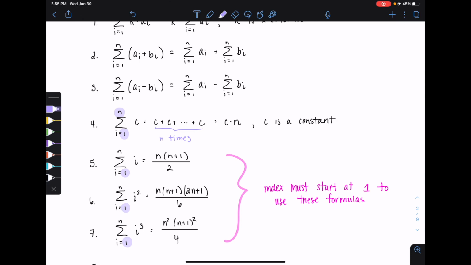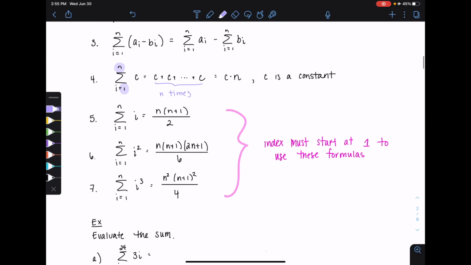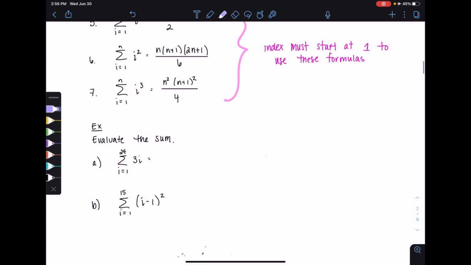Okay. So again, you can look up actual proofs of those, but it does require induction. You can try it out with some smaller values if you want to get a hang of it, but these are formulas that we are going to use pretty frequently. So let's try some practice.